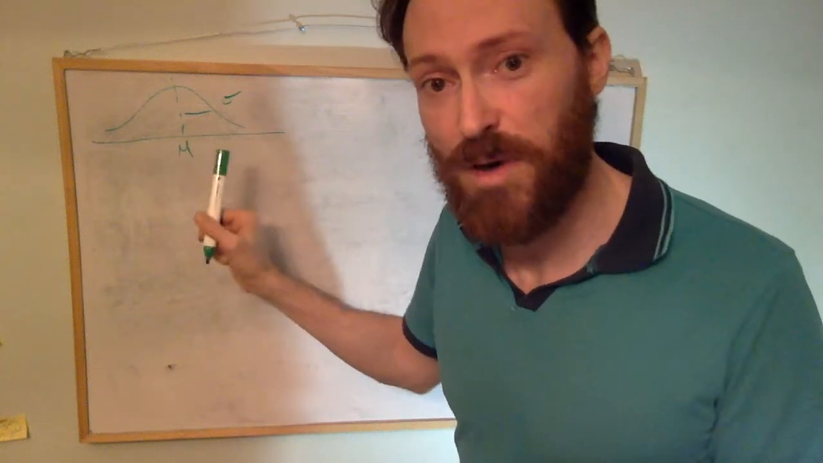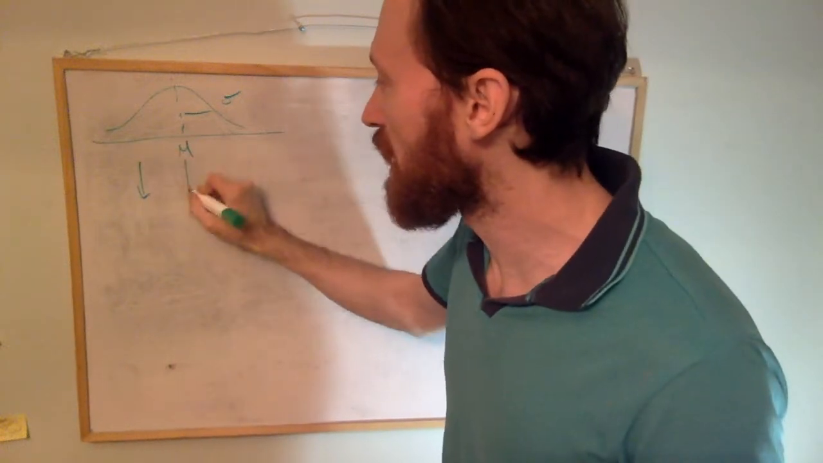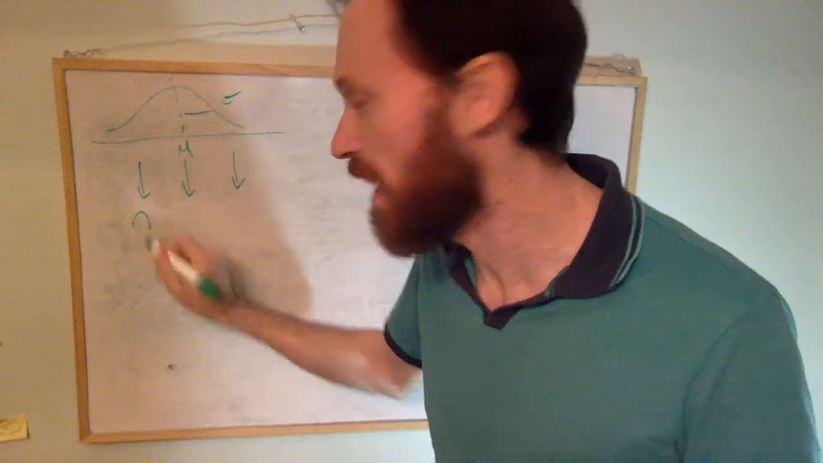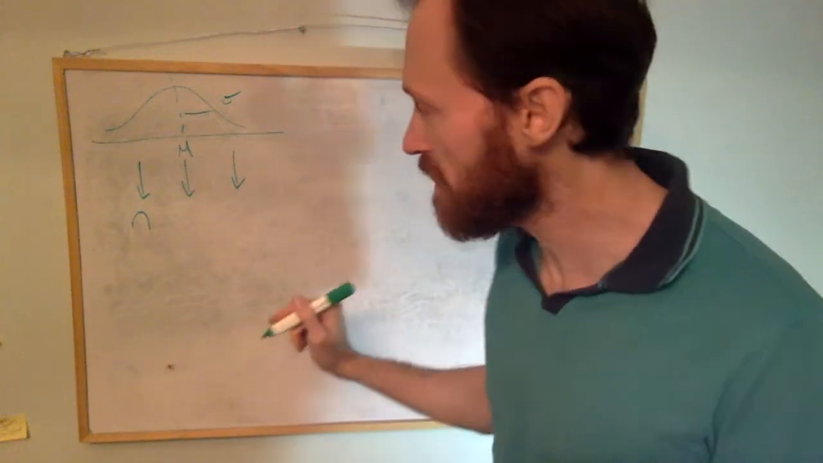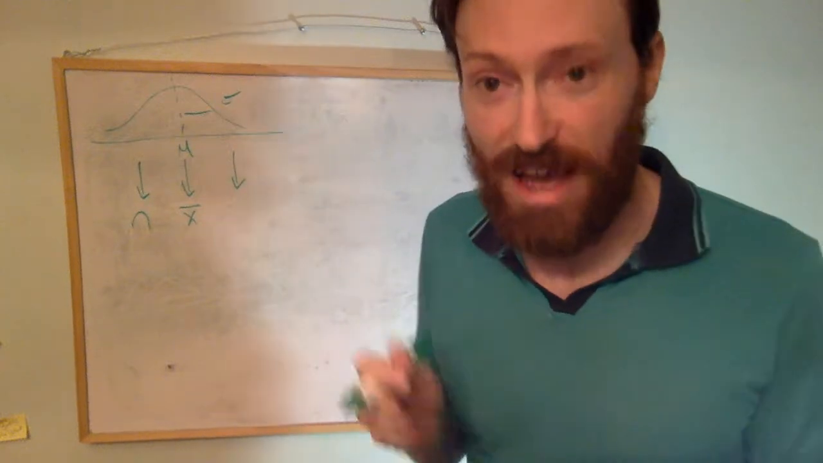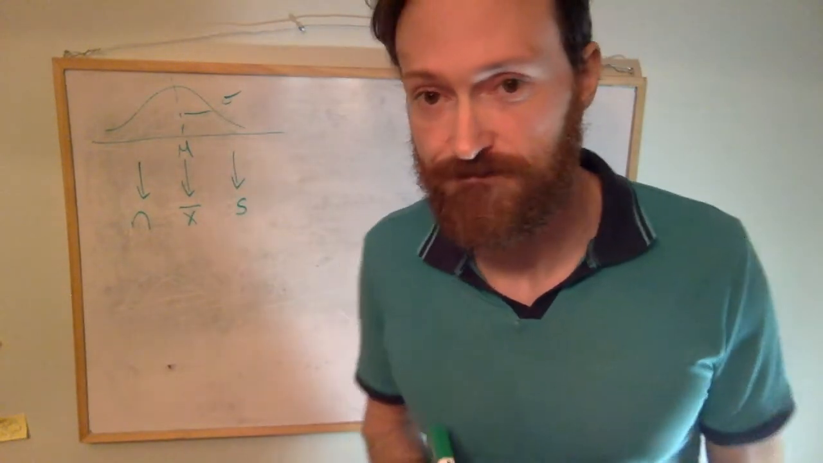We don't know anything about the population. What we do know is the values of a sample. And from that sample, we can get three numbers. We can get the number of observations that we have, which is usually small in this case. We can get the x bar, the sample average, and we can get S, the sample standard deviation.